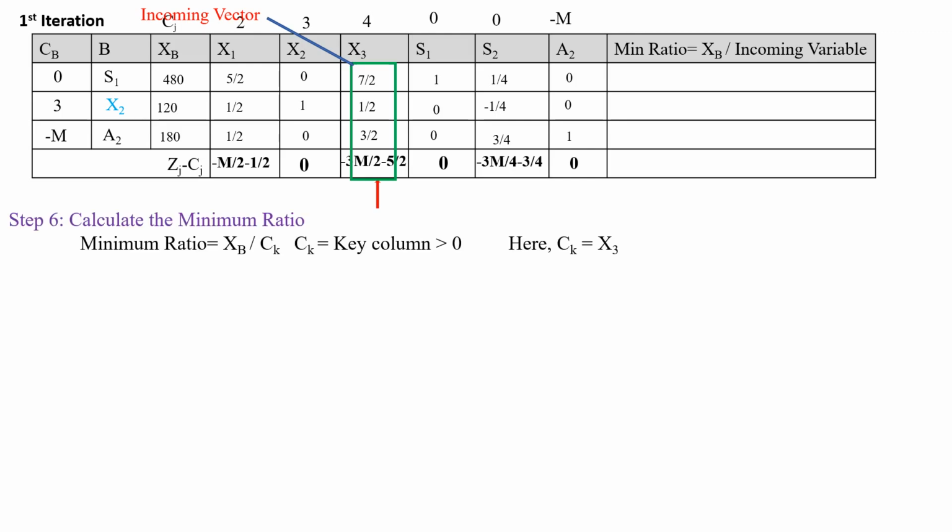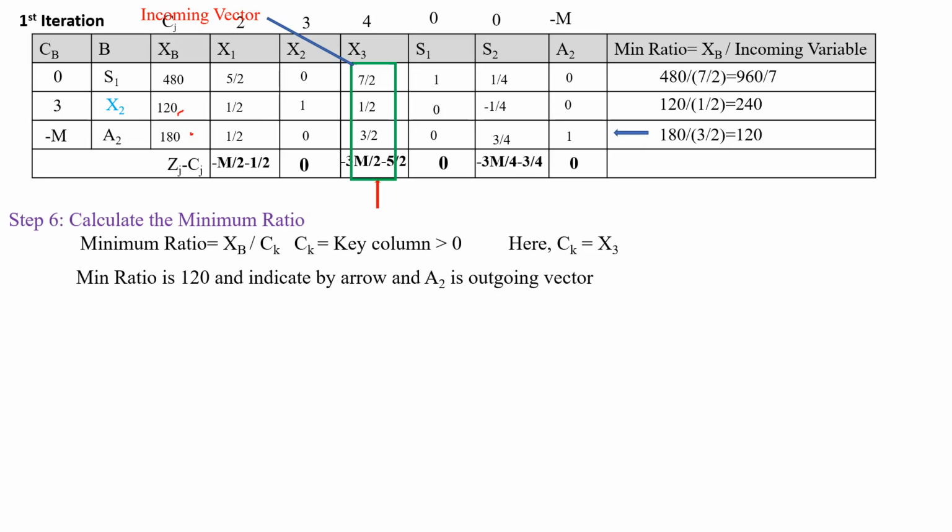So next step is we have to calculate the minimum ratio of xb divided by the incoming variable. For the first row, xb value is 480 and the incoming variable value is 7 by 2. Then 480 divided by 7 by 2 will be equal to 960 divided by 7. Next, xb value 120 divided by 1 by 2 is equal to 240. Next, xb value 190 divided by 3 by 2 is equal to 120. Among these values, you have to select the minimum value. Here the minimum value is 120 for the third row, that is the A2 row. So the minimum ratio is 120, indicated by an arrow, and A2 is the outgoing vector; the basic variable A2 leaves the basis.